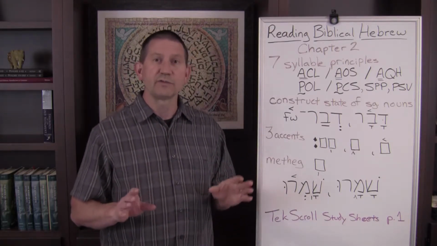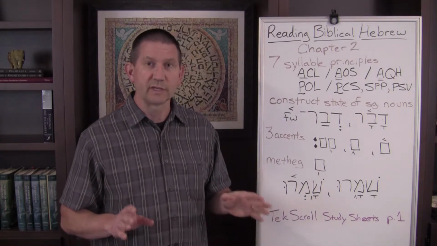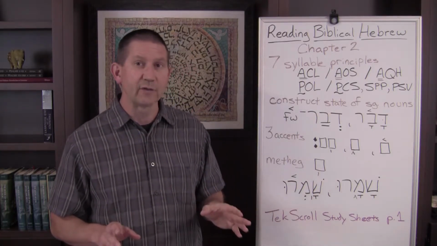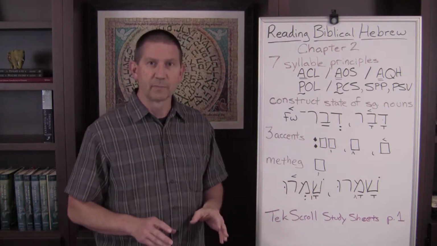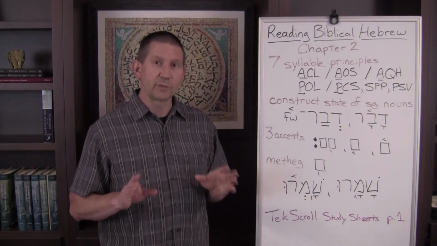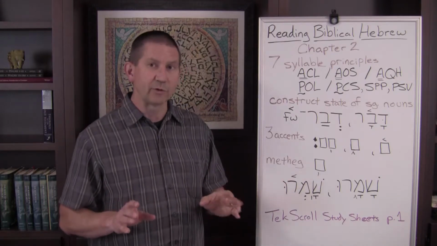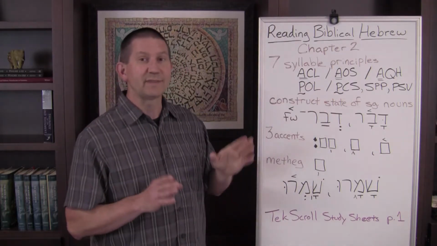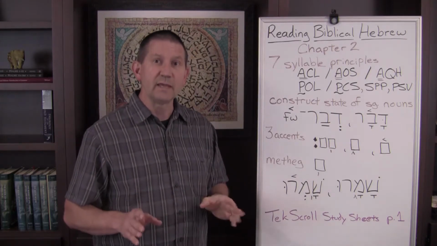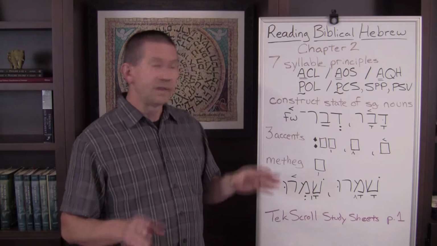Chapter 2 covers the 7 syllable principles, the construct state of singular nouns, and 4 other marks, 3 accent marks, and the metheg. When we learn the 7 syllable principles, by the end of the chapter, you should memorize these 7 abbreviations, know what they stand for and what they mean, and be able to describe the syllables of words with them. They come in groups.